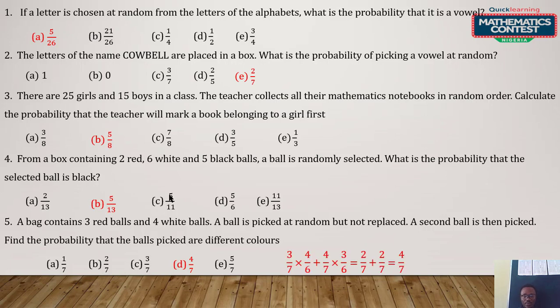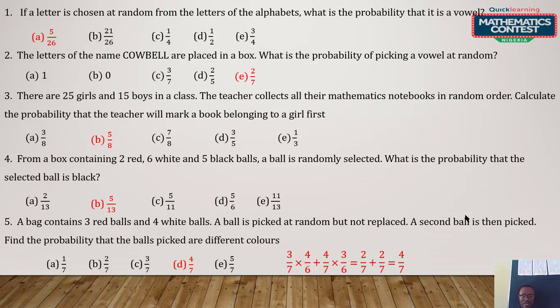Let's see the solution. This is a probability problem called probability without replacement. The first thing we have to do is get the total number of balls, which is 3 + 4 = 7. That's how I got the 7 here. For the first instance, we're told a ball was picked at random but not replaced. Now the second statement, another ball was picked again. What is the probability of different colors?